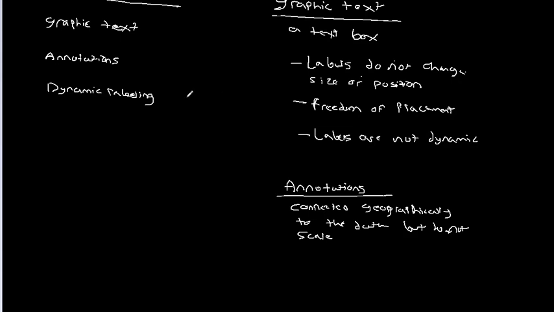Actually, you know, let's do this. So our three types of labels, we have graphic text, annotations, dynamic labeling. Graphic text is fixed size, fixed location.